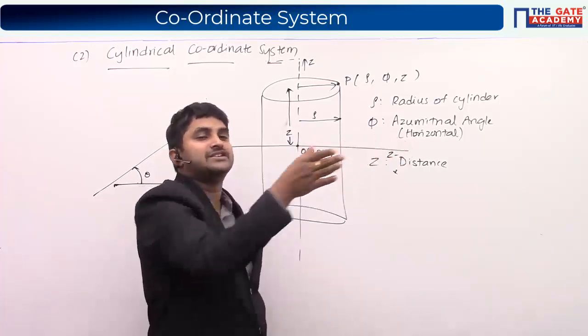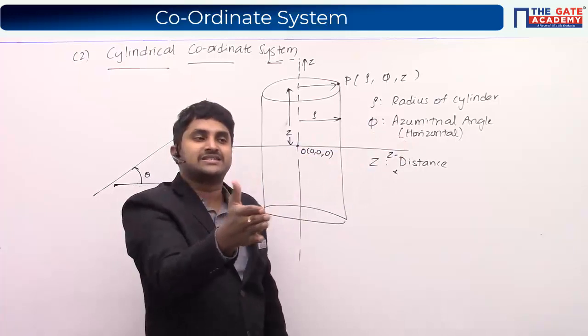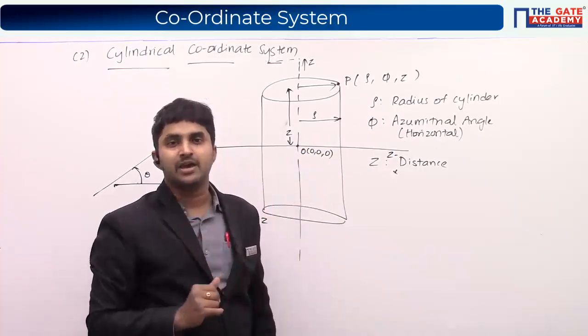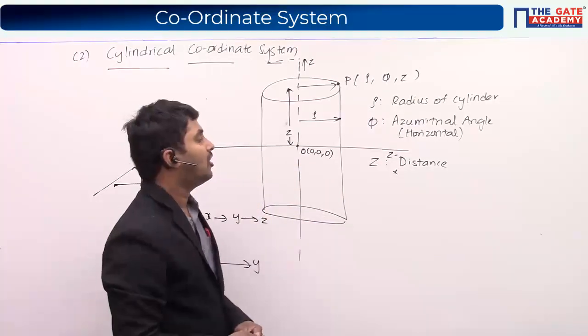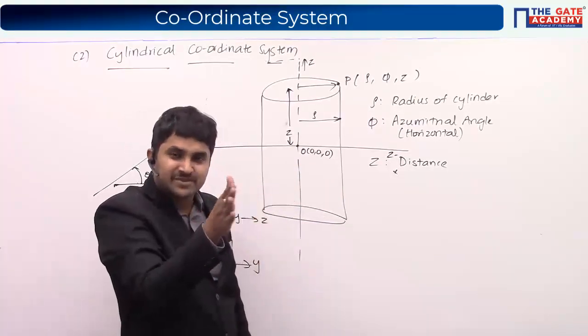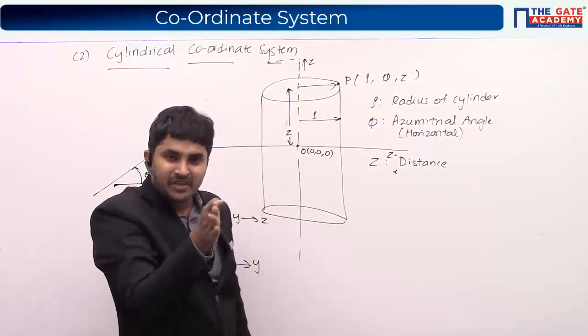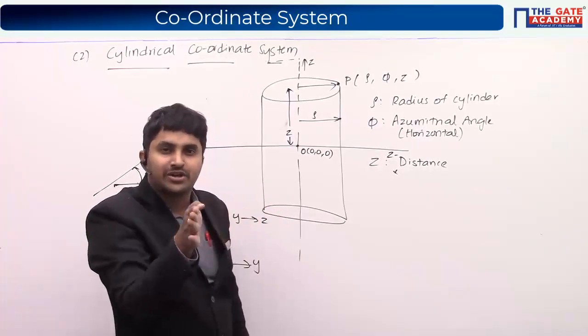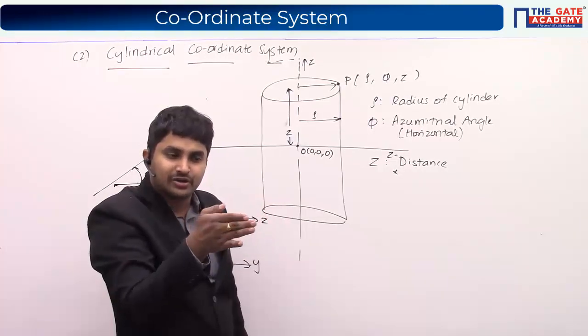For example, the point is here. So what I'll do, this is my x-axis. What is the angle covered to that particular point? This is my azimuthal angle, or because it is horizontal angle, you see, I'm moving in the horizontal plane, right? Here I'm moving in the horizontal plane. So I can also call it a horizontal angle, because I'm moving horizontally here.